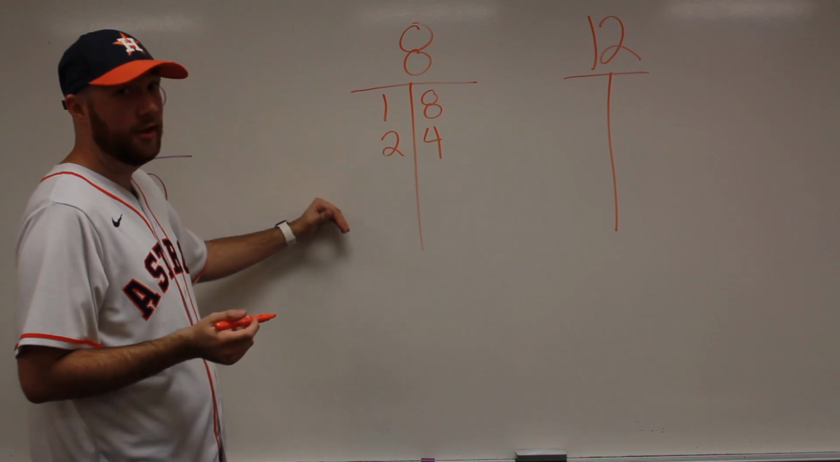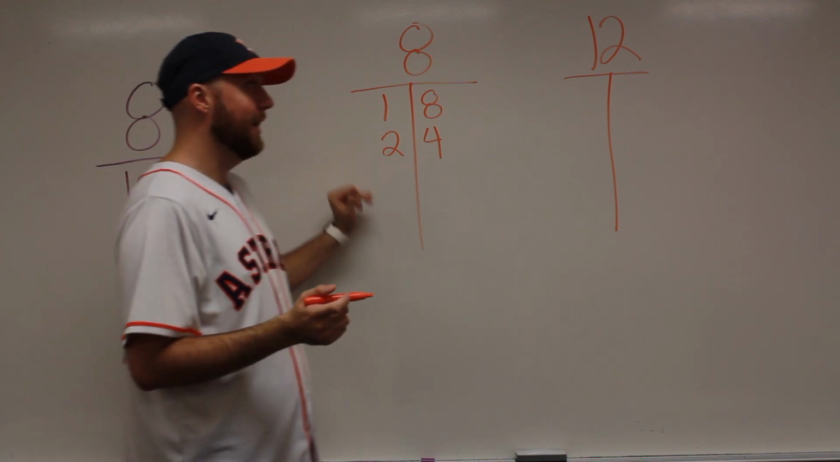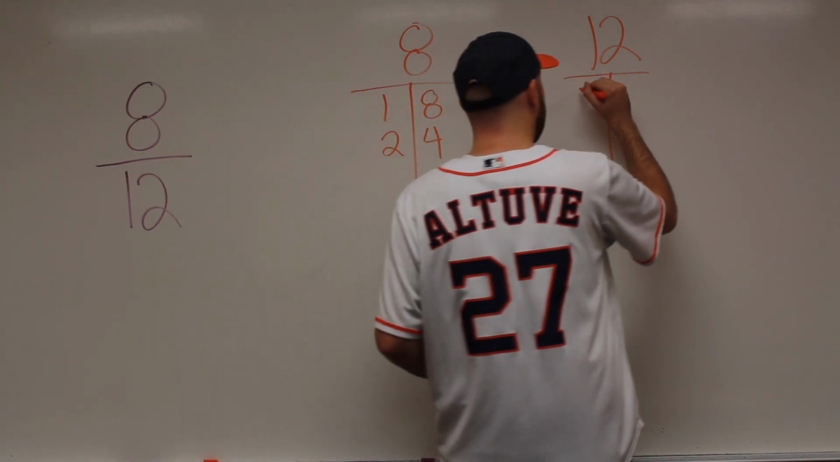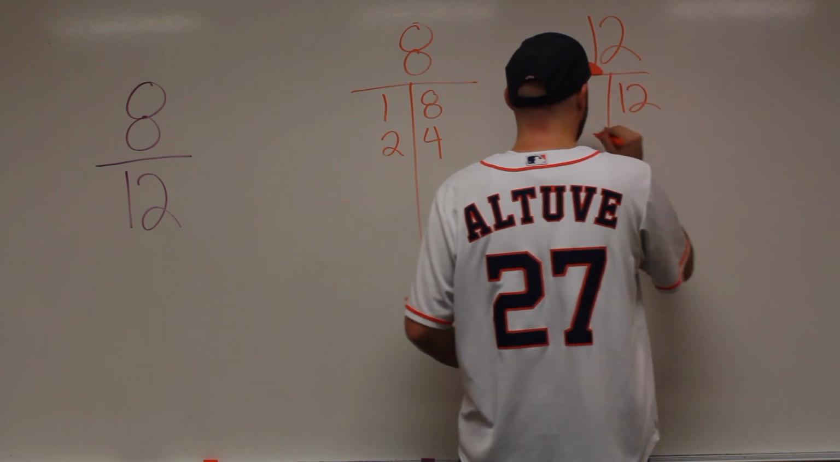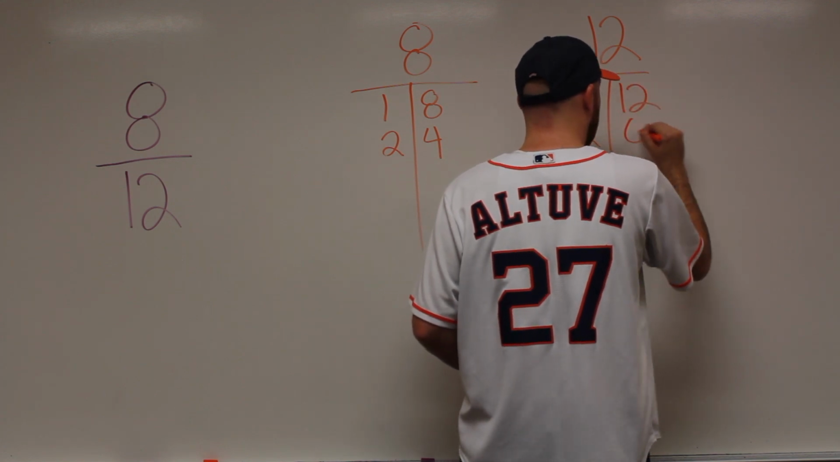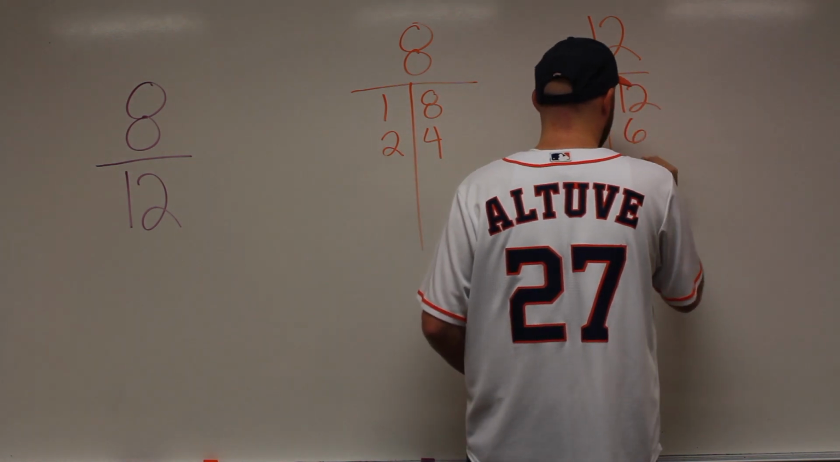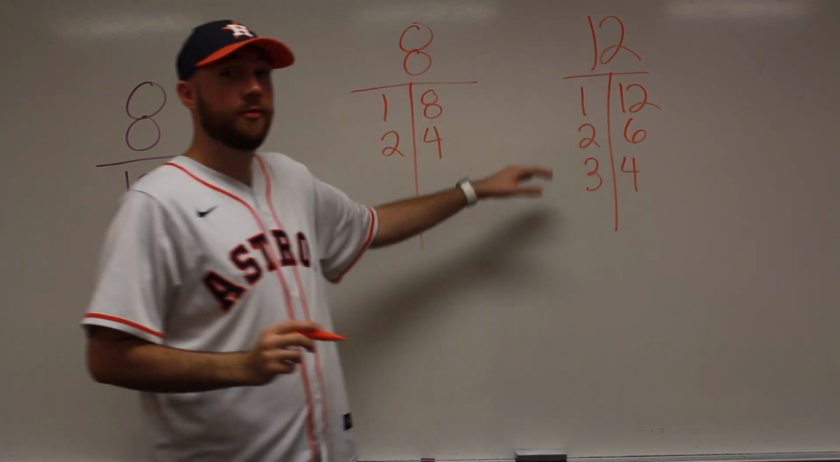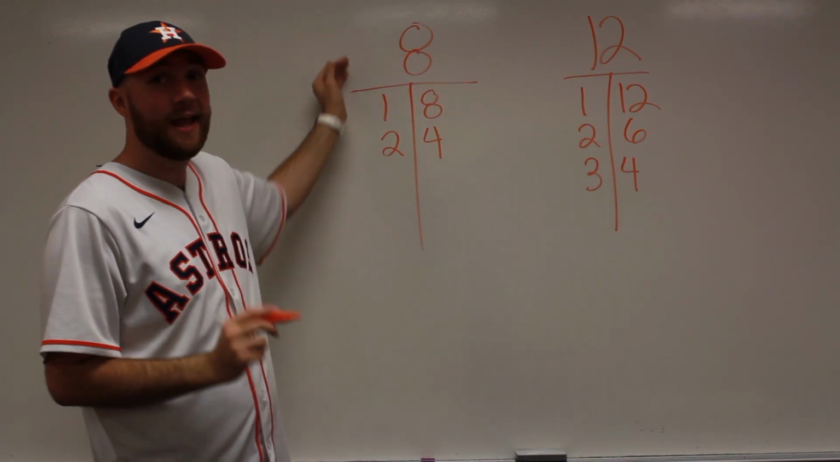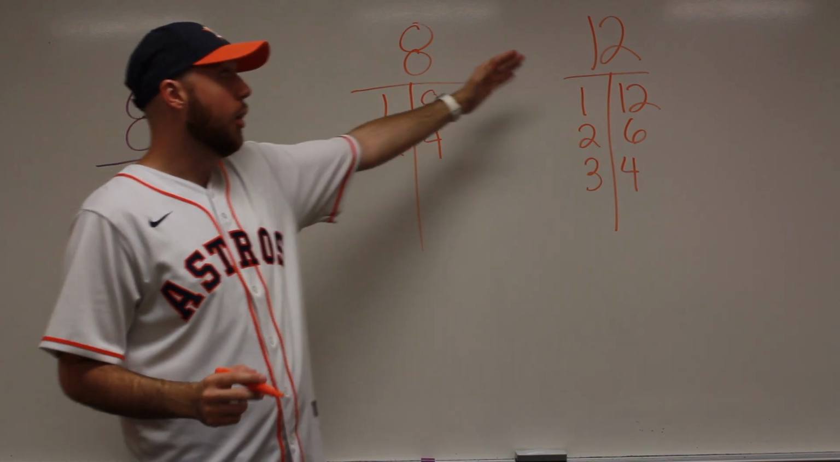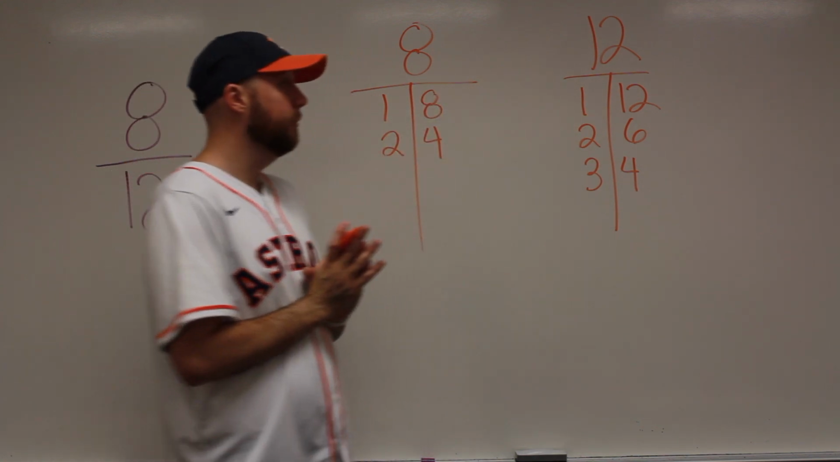So we're done here with 8. So this is the t-table for 8. Let's do 12. So we can do 1 times 12. We can do 2 times 6. And we can do 3 times 4. So these are showing all the ways we can get 8 with multiplication, okay? All the ways we can get to 12 with multiplication.